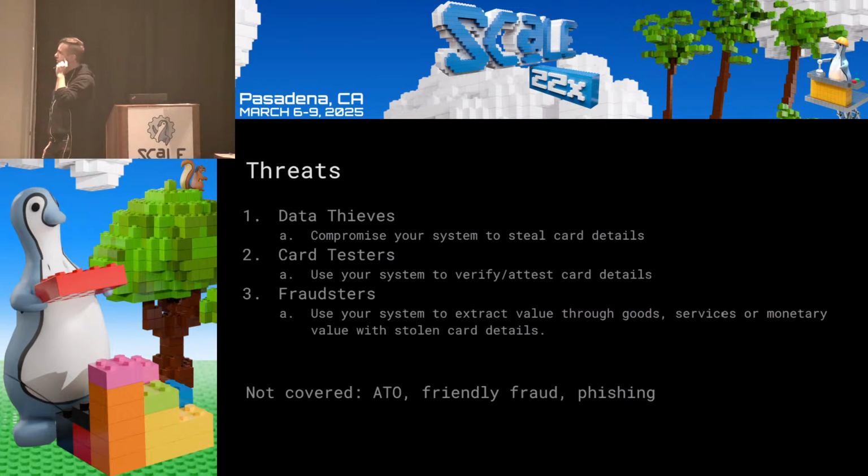So we'll go over threats. We're going to go over 3 major threats: data thieves, card testers, and fraudsters. This isn't an exhaustive list, but it's a pretty good one. We're not going to cover ATO, friendly fraud, or phishing, but this will be a pretty good set of things.